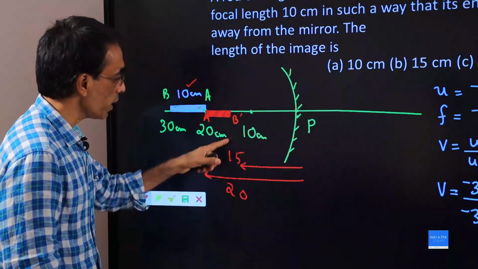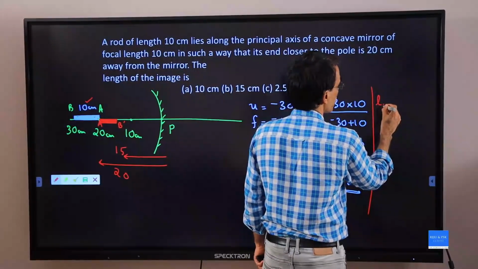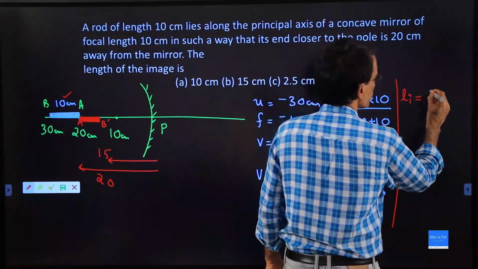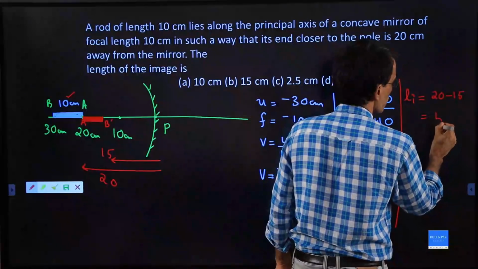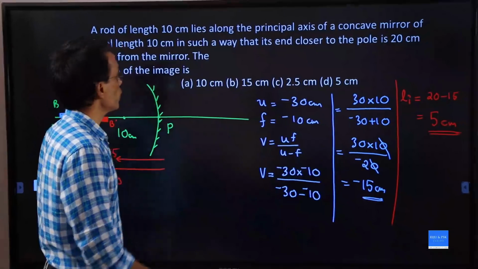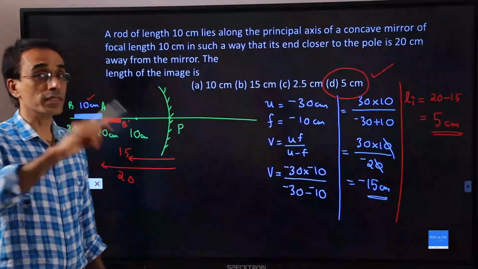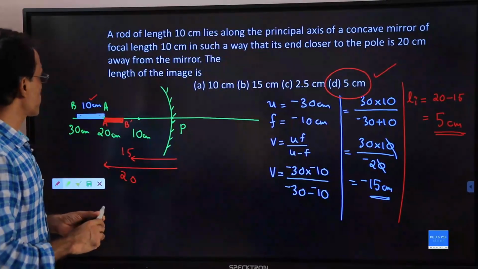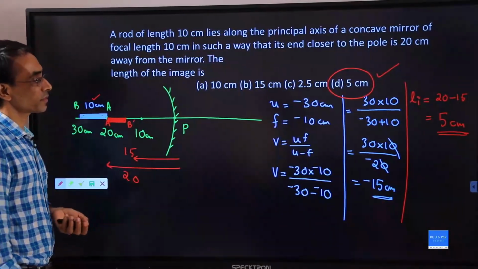It must be 20 minus 15. So we can say the length of the image must be equal to, take only the magnitude of that value, that is 20 minus 15, which should be equal to 5 centimeters. Okay, so we have our option, 5 centimeter. Practice this because such questions are very rare. So this is an object lying along the principal axis.